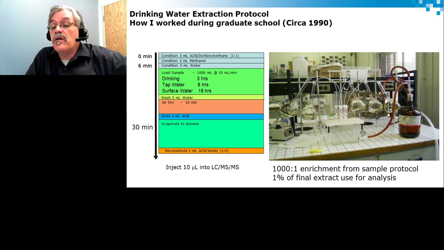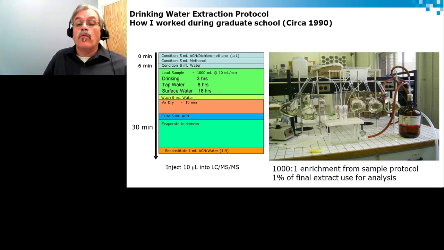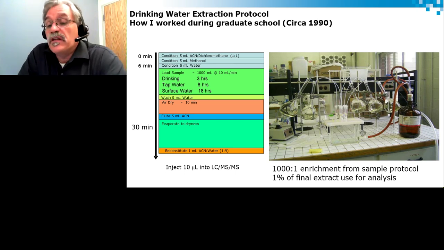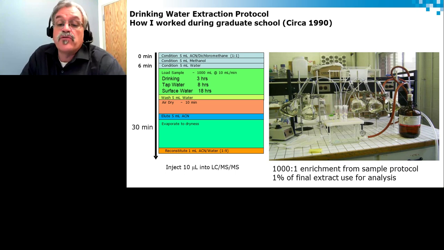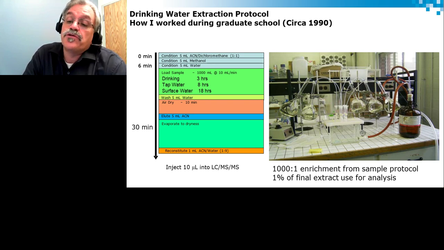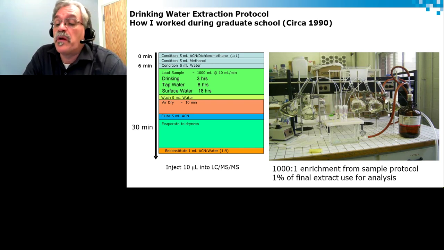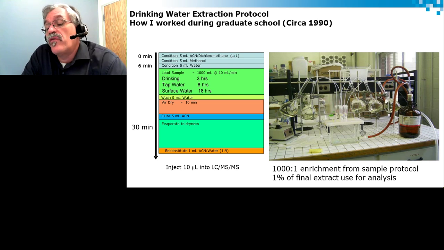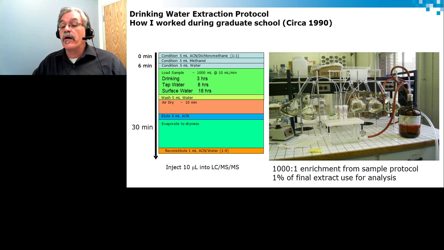Back in the early 90s, this is how I used to work with protocols. For example, for drinking water analysis, we would extract 1 liter and finish with 1 mL. This gives us a 1,000 to 1 enrichment, of which we use 10 to 20 microliters for injection. In fact, we're using about 1% of our work for the final analysis.